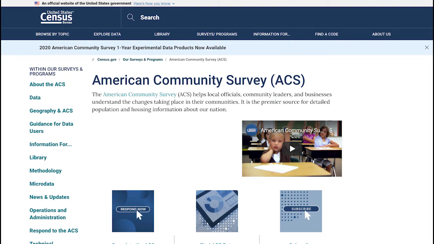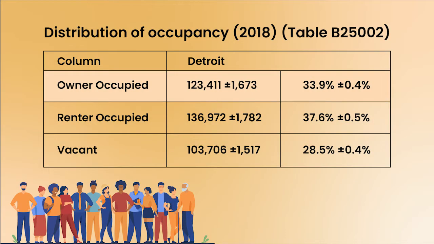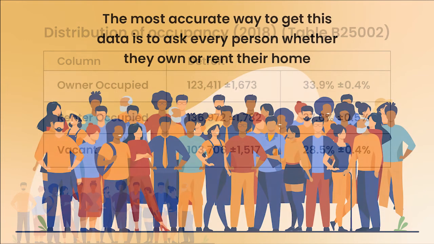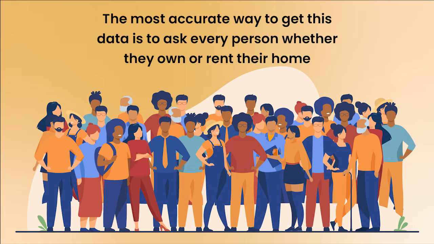For instance, Table B25002, the table related to occupancy, can tell how many properties are occupied by an owner or a renter in the city of Detroit. The most accurate way to get this data would be to ask every single person whether they own or rent their home, and then calculate the various documented categories. However, the amount of resources required for completing this data collection process would be tremendous.